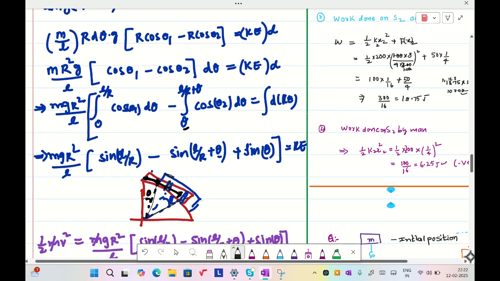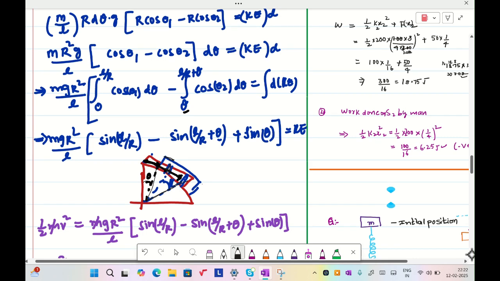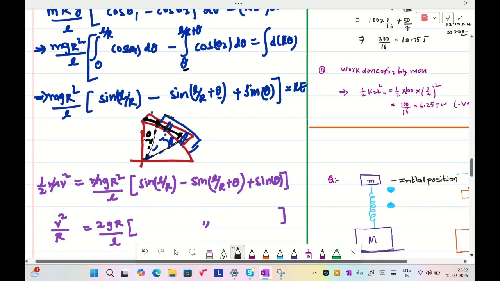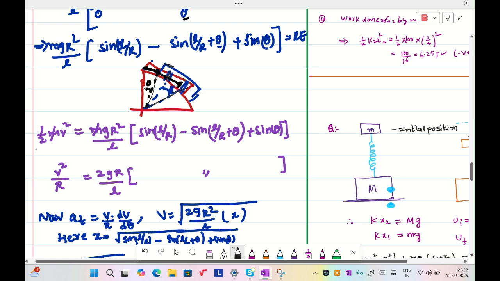I am only trying to explain the concept. If you know the concept, you will get the solution automatically. Now the kinetic energy is equal to this much, and v square is equal to this value. V square by R is called centripetal acceleration or normal acceleration. So it is 2gr by L into sine of L by R minus sine theta, that is sine of L by R plus theta, which comes from the limits in the integration method.